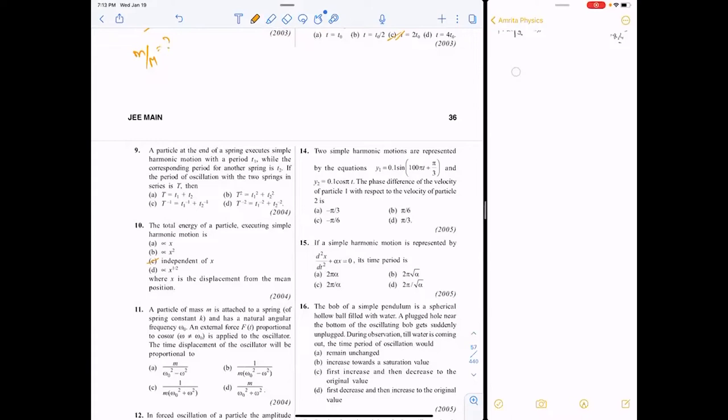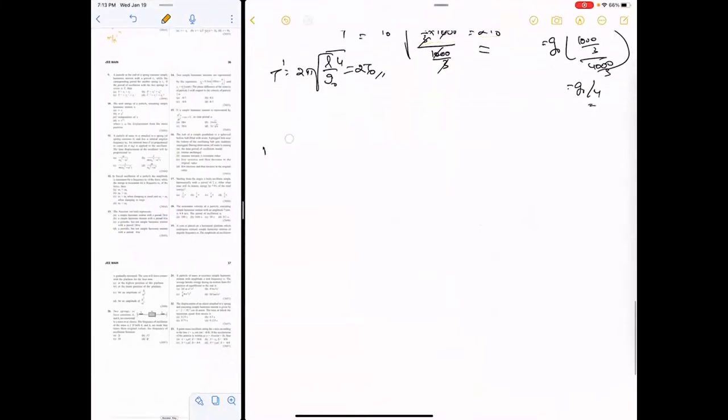Give a try with 14th question. He gave two simple harmonic motions represented by y1 is 0.1 sine (100 pi t plus pi by 3) and y2 is 0.1 cos pi t. What is the phase difference of the velocity? He is asking the phase difference of the velocity. That's question number 14. Please don't mark anything. If it is me, that is okay.